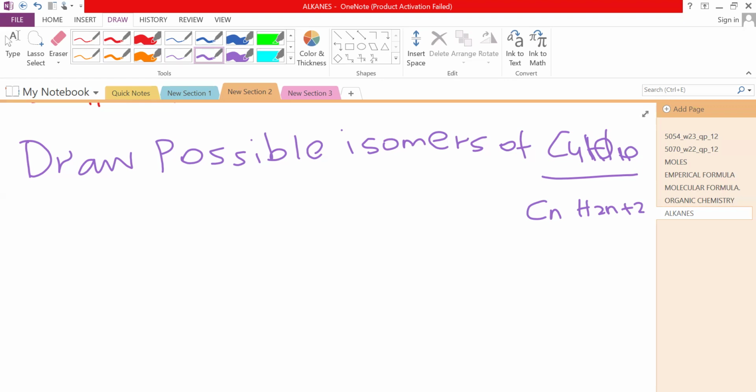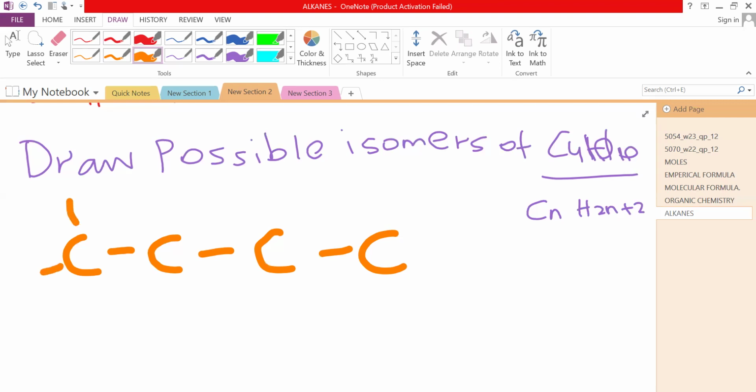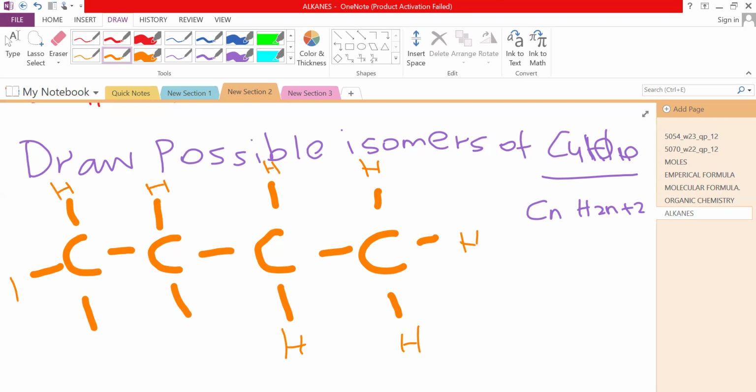So let's draw the possible isomers of C4H10. So the first isomer is C4. What does C4 mean? C4 means 4 carbon, which is butane. So the first isomer is very easy. You can simply draw butane. Don't forget to put the hydrogen. So this is butane.